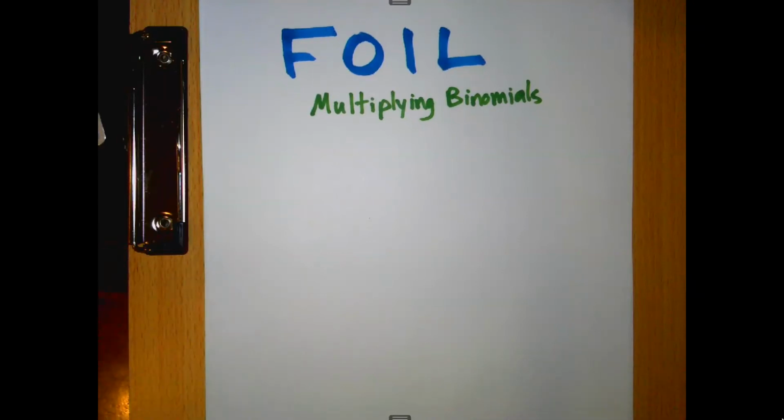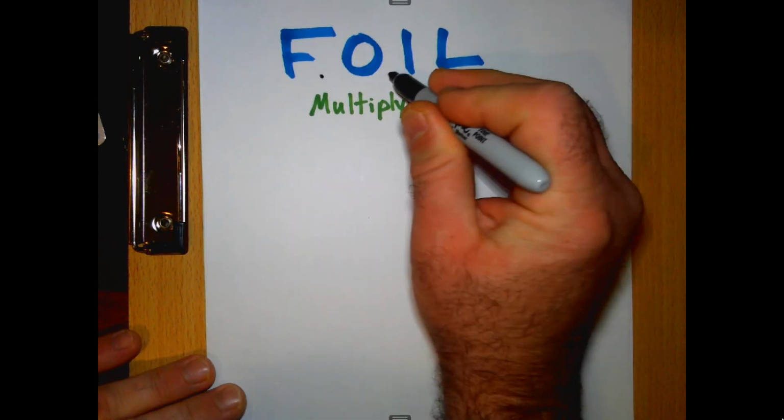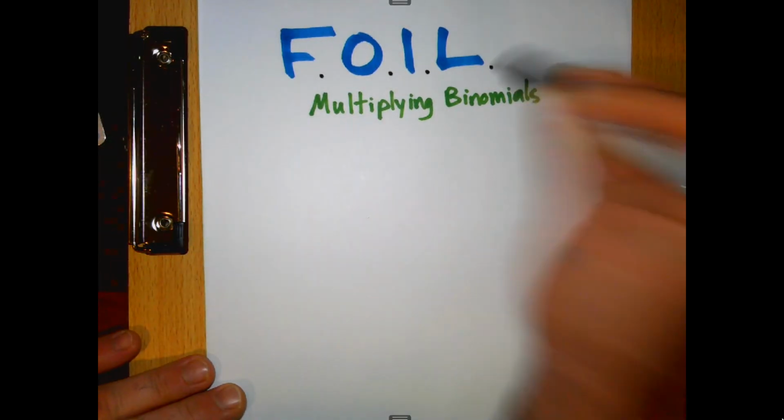Hi, everybody. I'm going to talk about multiplying binomials. And the thing to remember when multiplying binomials is the term FOIL, which stands for the first, outside, inside, last.